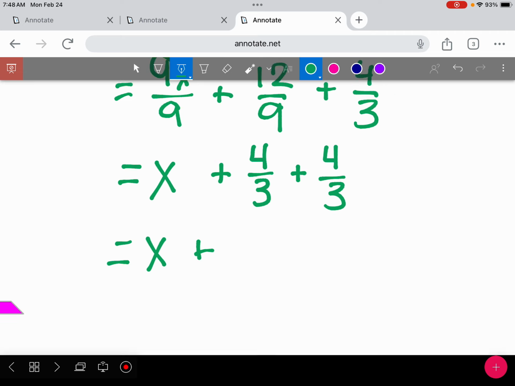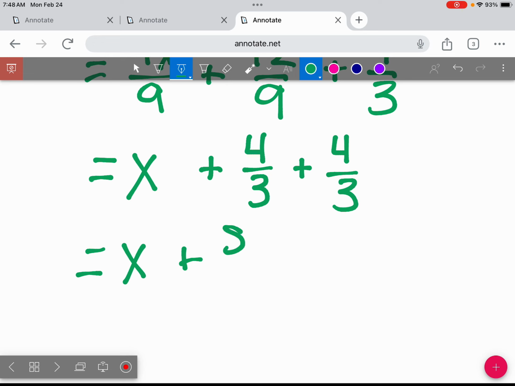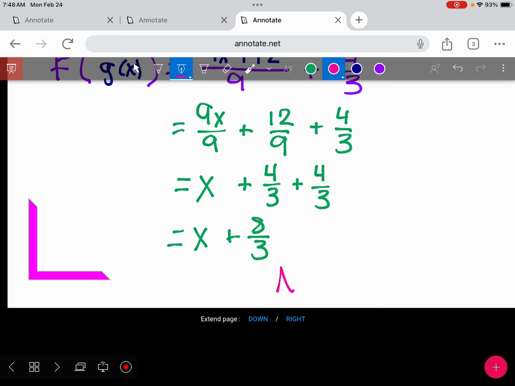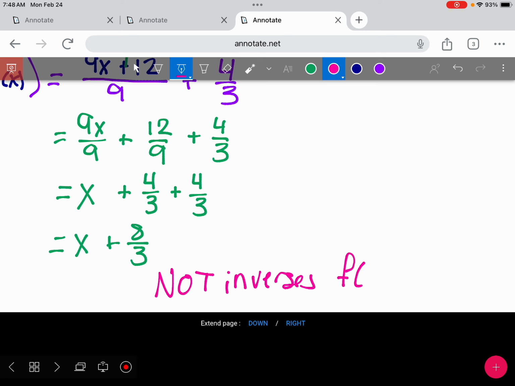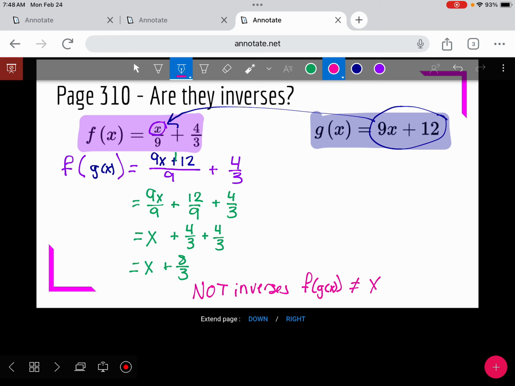It'd be 8/3. They already have common denominators, so it's just 4 plus 4. Yeah. So are these inverses? Nope. Because f of g of x does not equal x. That counts as justification. If we say y, that's why. That's how we know. So we don't have to do the other direction.